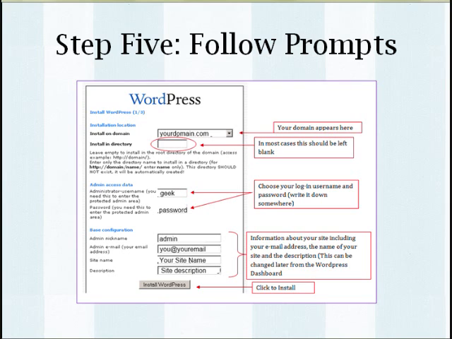And the first question that you're going to see at the top is install on domain. Now, if you have more than one domain with your host, it'll list all of them. But you're going to choose the domain that you want to install WordPress on, that you want to build your WordPress website on. So you're going to want to select that from the drop-down menu.